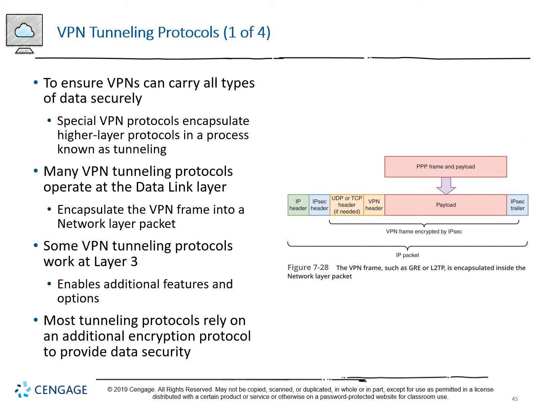To ensure VPNs can carry all types of data securely, there are special VPN protocols that encapsulate higher layer protocols, known as tunneling. Many VPN tunneling protocols operate at layer 2 and encapsulate the VPN frame into a standard network layer packet. Some VPN tunnels actually work at layer 3. This gives us some additional features, but the important part is that the payload that is then opened up is not the same thing as the payload would be in a standard non-VPN frame. Most tunneling protocols rely on an additional encryption protocol to provide data security.